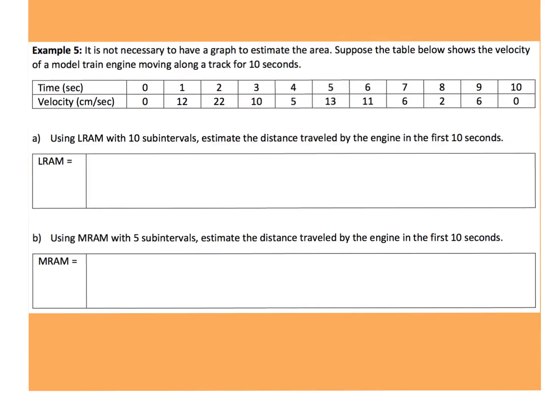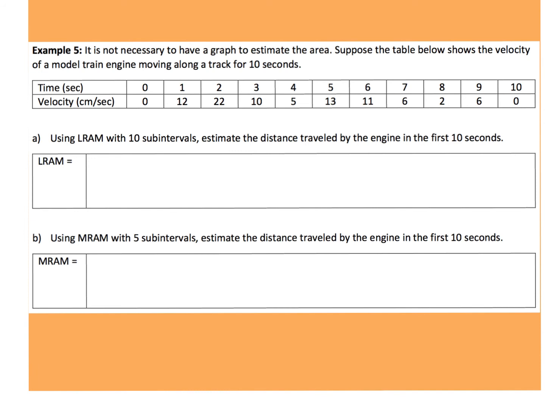We're going to have Josiah go for it. It is necessary to have a graph to estimate the area. Is not. It is not necessary. That's kind of a big deal. Suppose the table below shows the velocity of a model train engine moving along a track for 10 seconds. Using LRAM with 10 sub-intervals, estimate the distance traveled by the engine in the first 10 seconds.